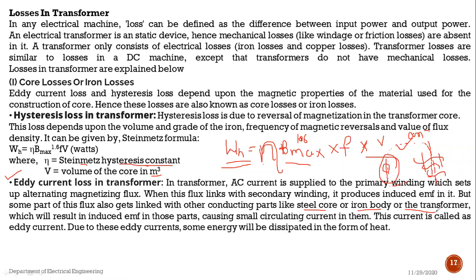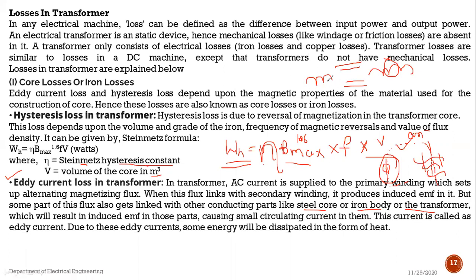त्याच्यामुळे काय होईल, see there is a mutual induction principle. एका कॉइल मध्ये एक कंडक्टिंग कॉइल आहे, एका कॉइल मध्ये जो फ्लक्स प्रोड्यूस होईल तो दुसऱ्या कॉइल ला लिंक होतोय. Not the total amount of flux will link to the second coil; some of the flux will link to the other part of the transformer चे जे काही construction part मध्ये material असेल त्याला link होईल.